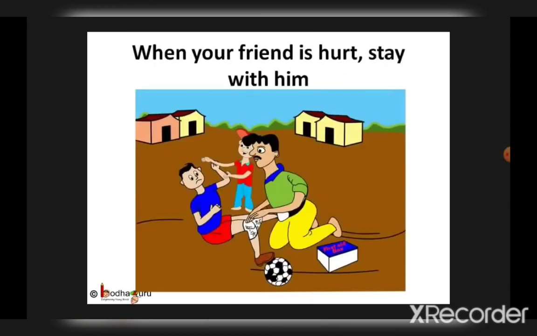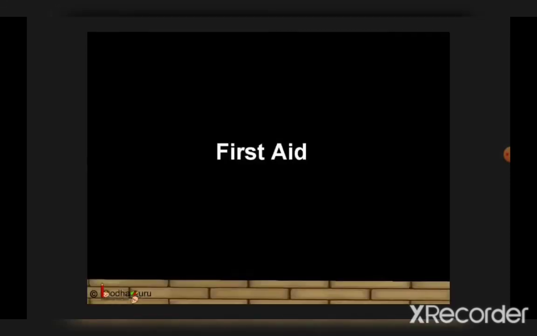And whenever your friend is hurt, try to encourage him or her and don't let people gather around them, as your friend may get nervous. Because a friend in need is a friend indeed, right?